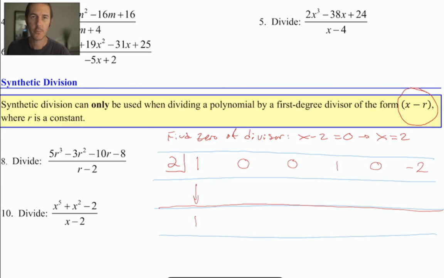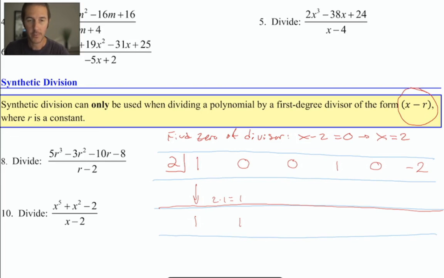And now we're going to do this repetitive process similar to how we did in long division. I'm going to take the number 2 from the box, and I'm going to multiply it by this number that's below the line. So 2 times 1 equals 2. And then I'm going to add vertically. 0 plus 2 makes 2.